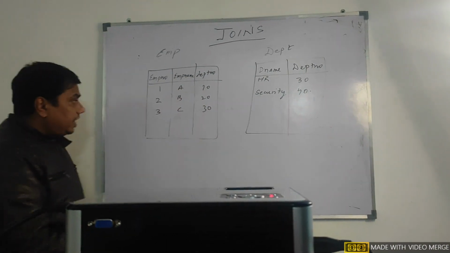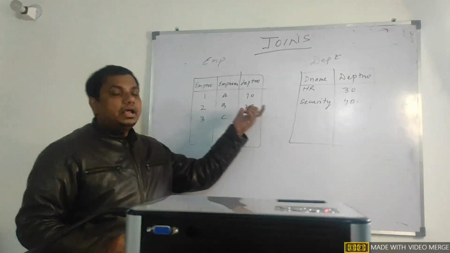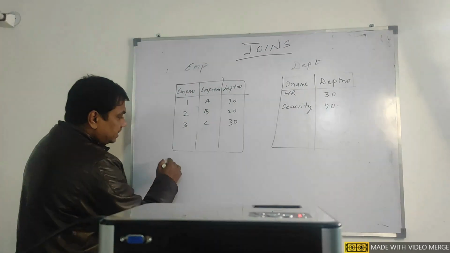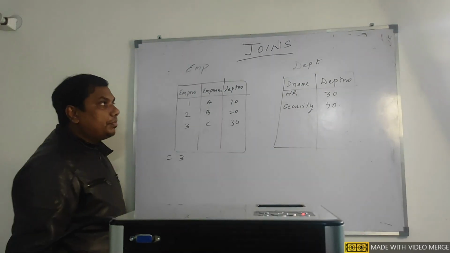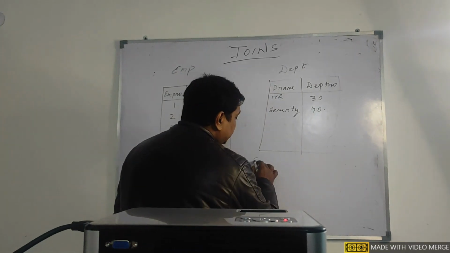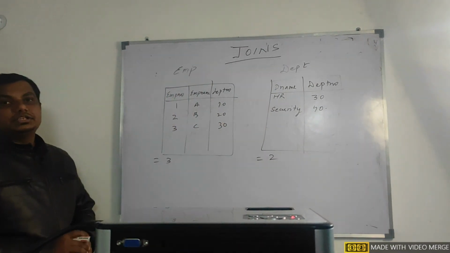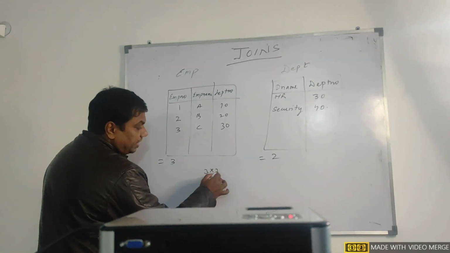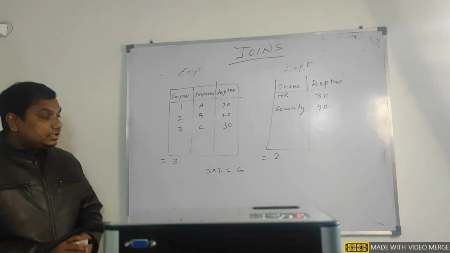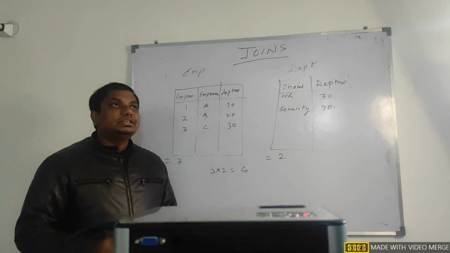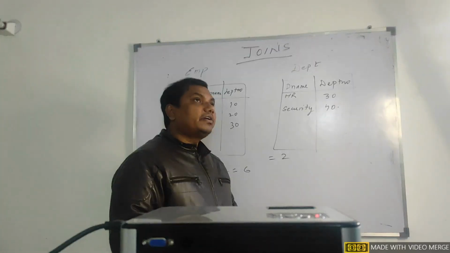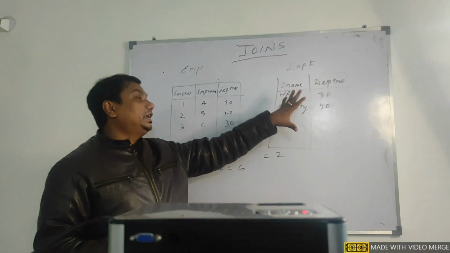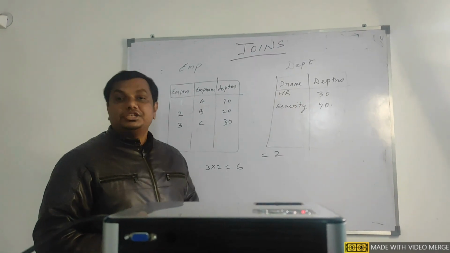Now when I say Cartesian join of EMP and department table, how many records are there in table EMP? There are 3 records in the EMP table. How many records in the department table? There are 2 records. So what will be the Cartesian join of table 1 and table 2? It will be 3 into 2. How many records will come? 6 records. So this is what Cartesian join is. Now how do we write the query when we want to retrieve data from table 1 and table 2 using Cartesian join?